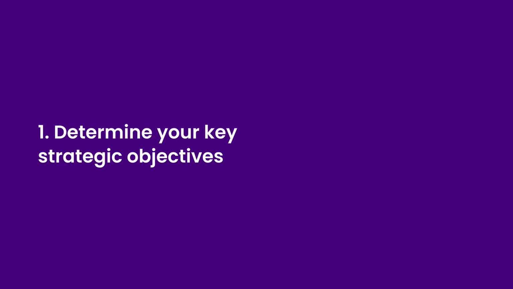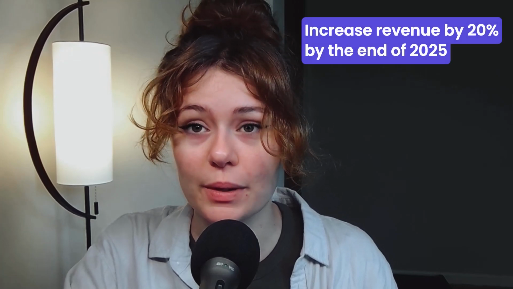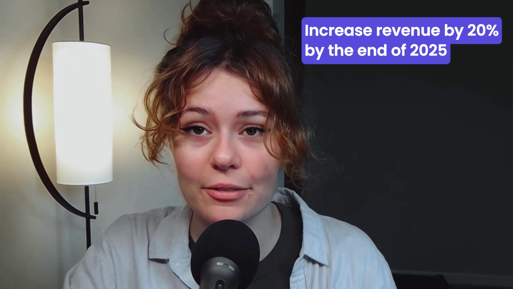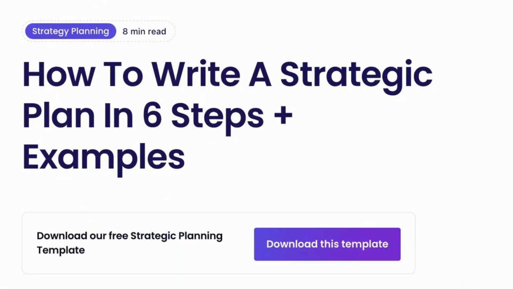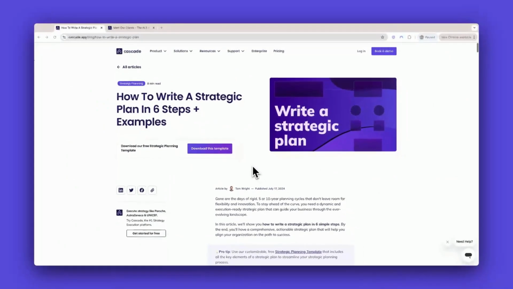First up, step 1. Determine your key strategic objectives. Before writing KPIs, you need to identify which strategic objectives you're aiming to measure. For example, let's say your objective is to increase revenue by 20% by the end of 2025. That's your starting point. If you haven't defined any strategic objectives for your organization yet, check out our article on strategic planning and then come back to create your KPIs.